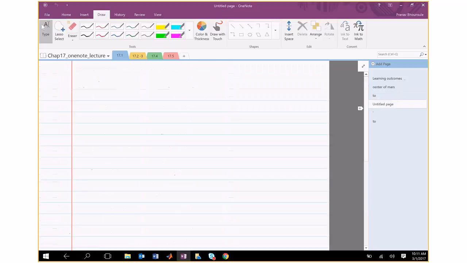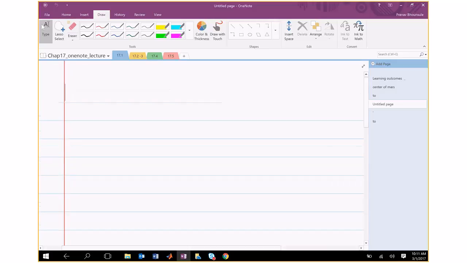Before we start doing problems, let me tell you about a very useful formula. This is called the parallel axis theorem, and you've probably seen this.